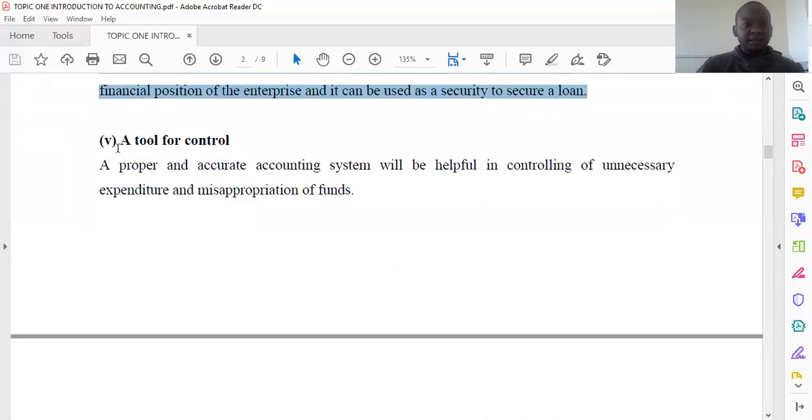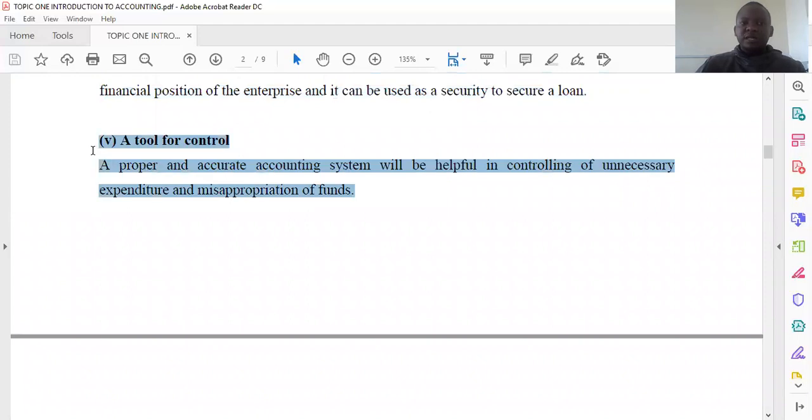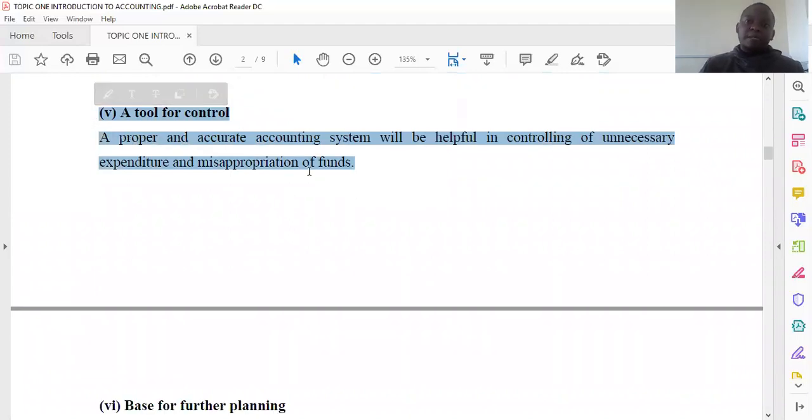And then another function or objective of accounting is a tool for control. Yeah. So I know you guys are doing principles of management, and you guys will be managers in future. So control is one of the functions of a manager. And what does control mean? Control means to realign yourself or the organization towards your objectives. So the question is, are you meeting the objectives that you intend to achieve? In that case, you are doing a control.